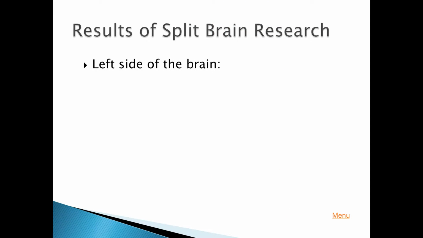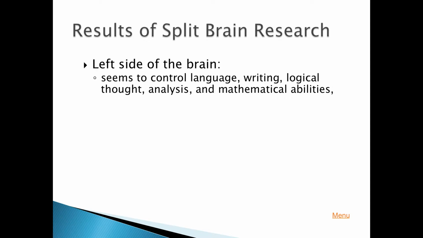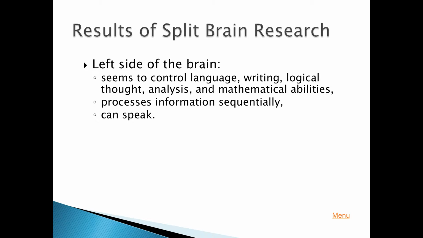So what we found is that the left side of the brain seems to control language. It plays a heavy role in writing. The logical thought that we engage in, our analysis, mathematical abilities seem to be housed predominantly in the left side of the brain. It processes information sequentially. If this, then this, then this, then this. It plays a large role in speaking, right? We can speak because a lot of what happens is in the left hemisphere.